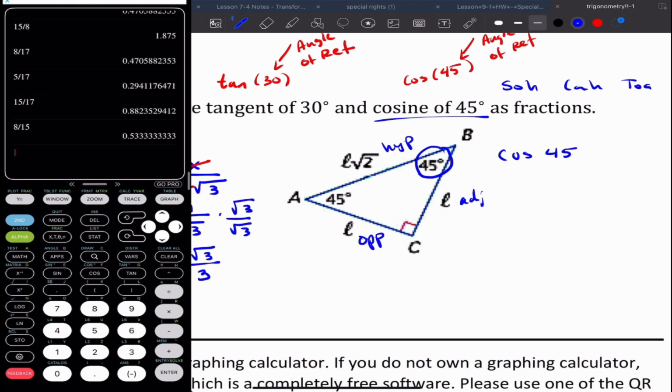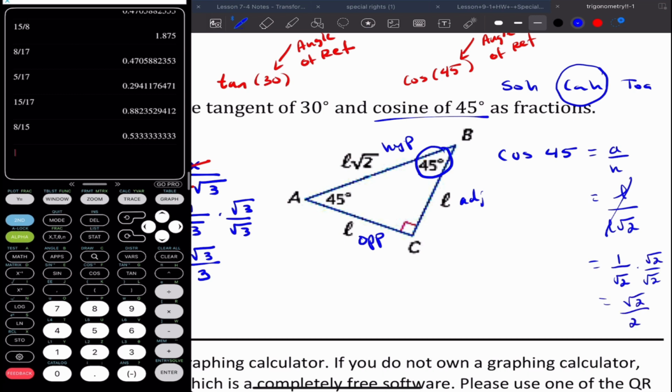So since I'm dealing with cosine, I should look at CAH, which means that is equal to adjacent over hypotenuse. So the adjacent side is L, and the hypotenuse is L root 2. So then I'm going to cancel the two L's. I have 1 over root 2, and we'll multiply the top and bottom by root 2. So that's root 2 over 2. The cosine of 45 is root 2 over 2.